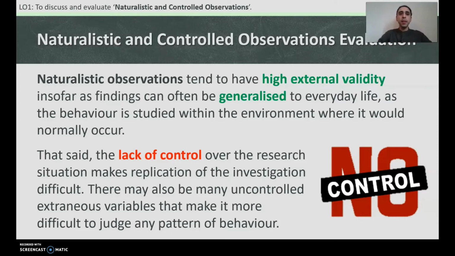generalized. That said, the lack of control over the research situation makes replication of the investigation difficult. There may also be many uncontrolled extraneous variables that make it more difficult to judge any pattern of behavior. So there's a lack of control, which is a weakness of naturalistic observations.